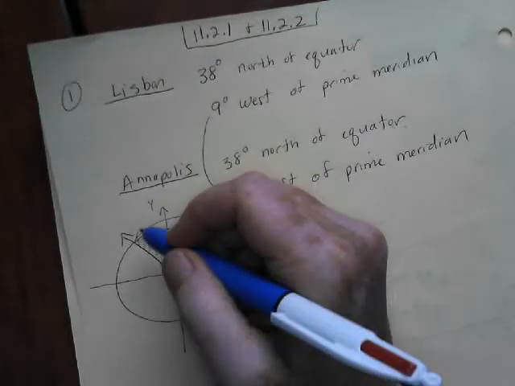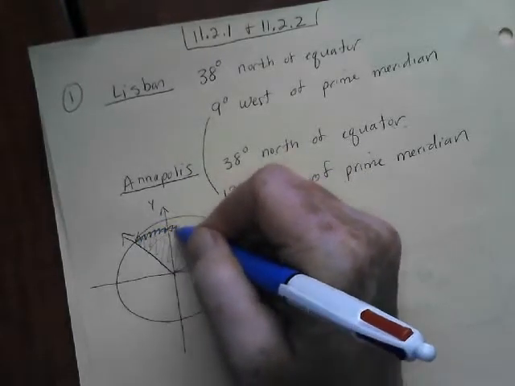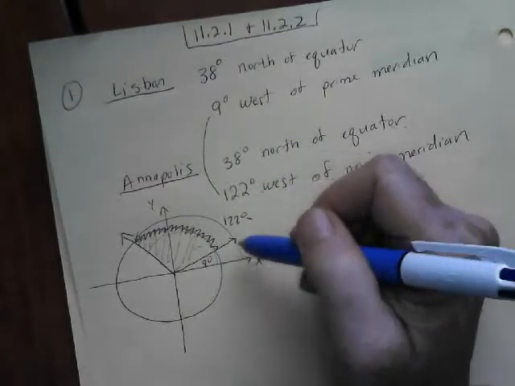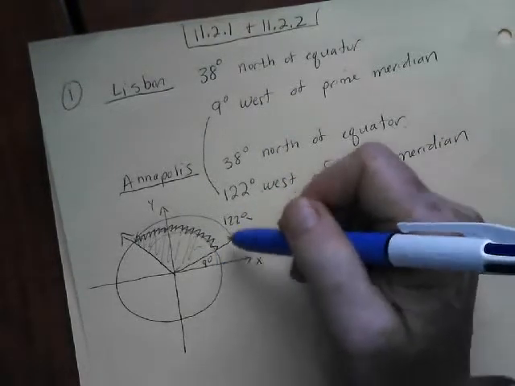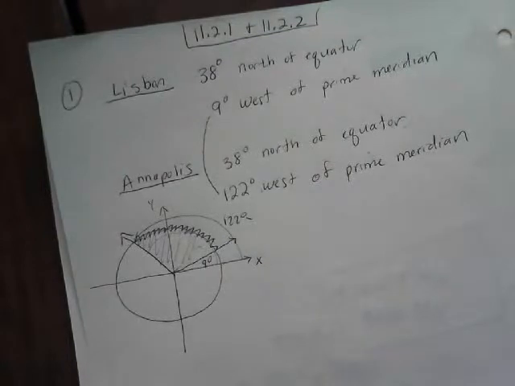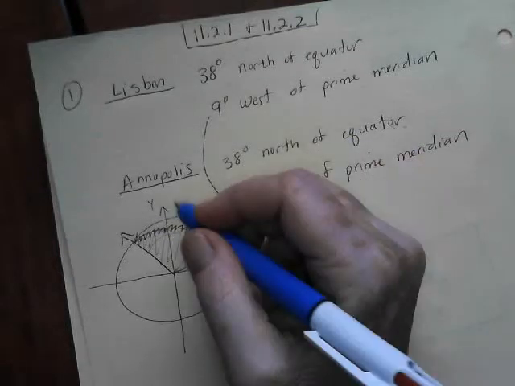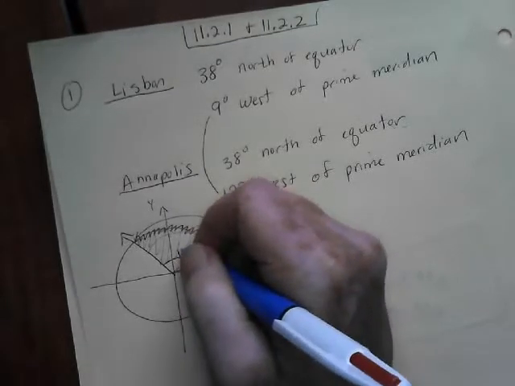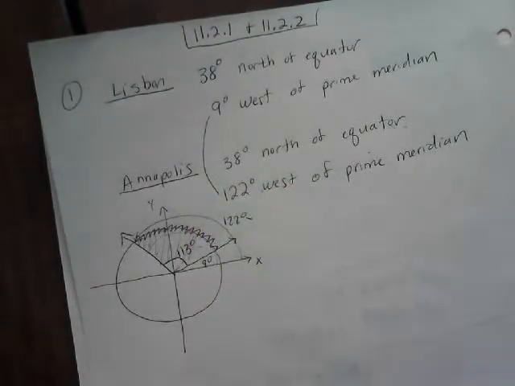Well, if I want to find the sector of the circle, actually what I want is this arc length right here. I can get that by going 122 minus 9. So what's 122 minus 9? That looks like that's 113. So this degree measure right here, the angle measure, is 113. Okay? 113 degrees.